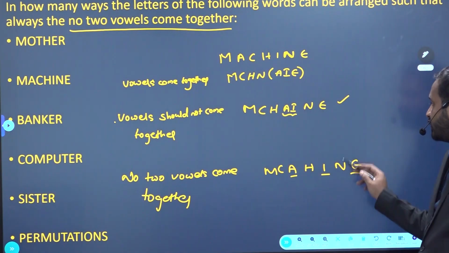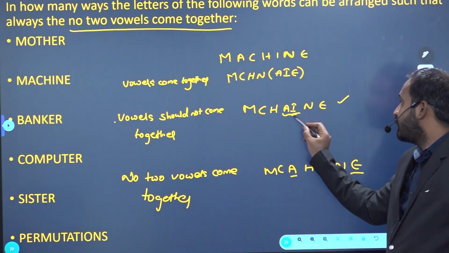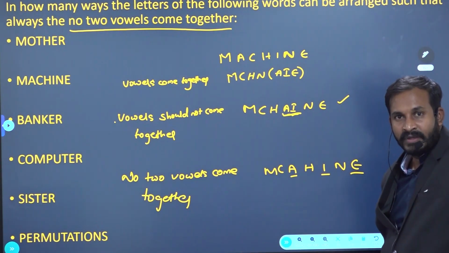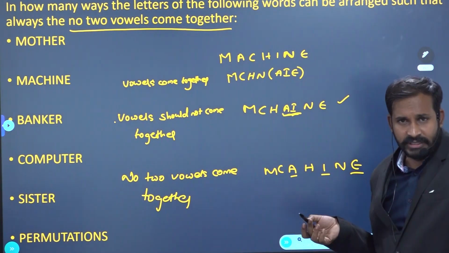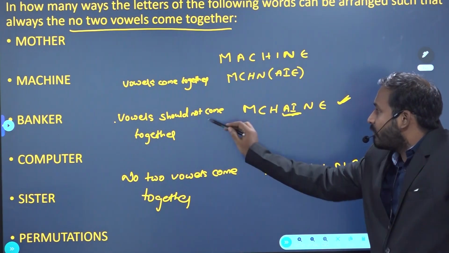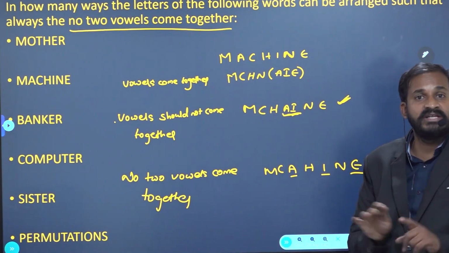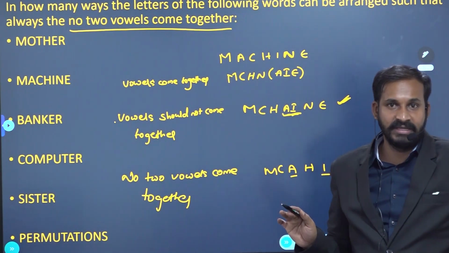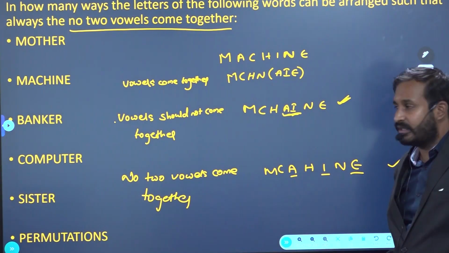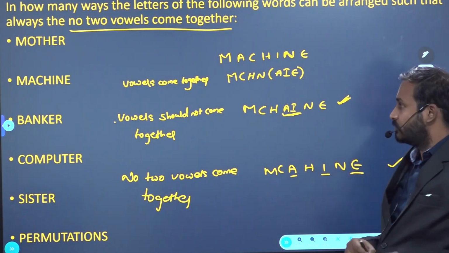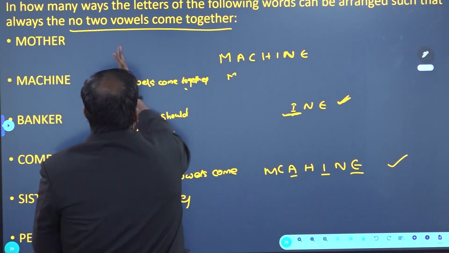So try to understand the difference between these two students. Vowels not coming together and no two vowels come together. See, this one is vowels not coming together. Why? Because are all the vowels coming together? No. Only A and I are coming together. So I can consider this under vowel should not come together. No two vowels come together means this is the case. That means any vowel should not be side by side. Not only all, any two should not be together. So this comes under no two vowels come together. I hope you understand the difference between these two. Now we will solve our given problems.